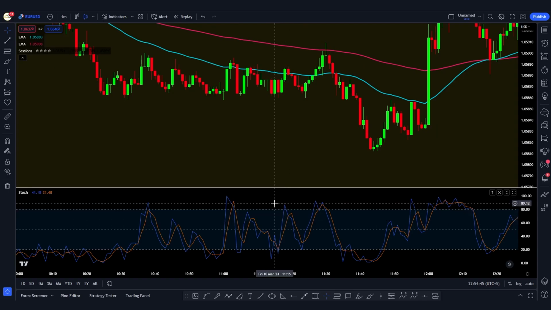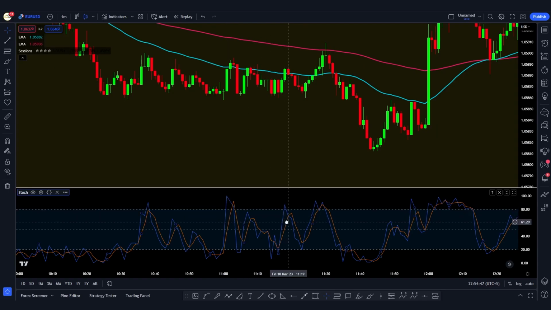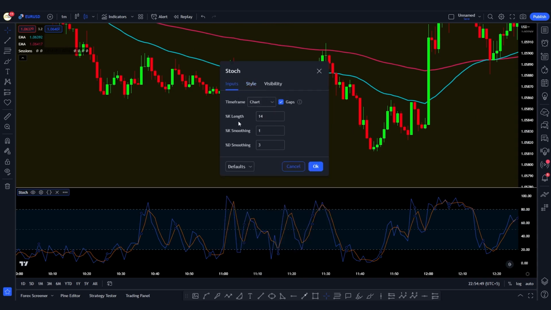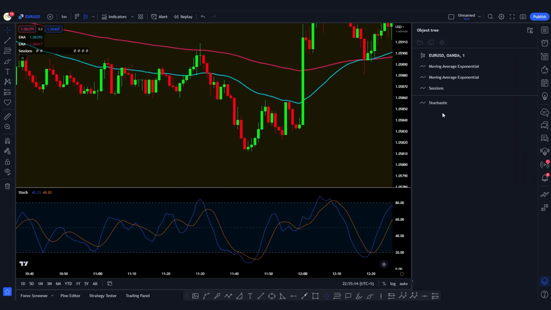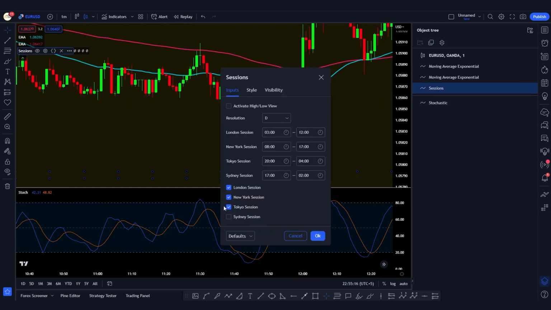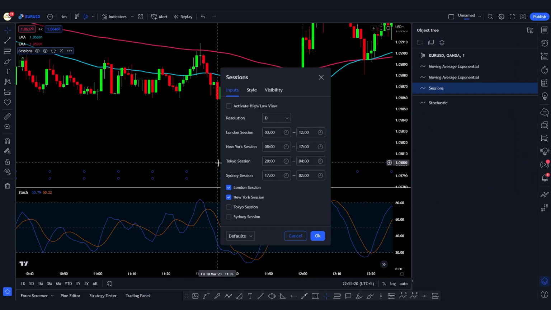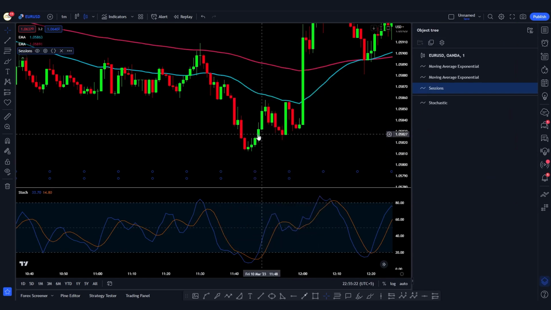Now let's go ahead and change the settings of stochastic indicator, and inside here we're going to go towards the indicator settings and we're going to change all these parameters to 6. And the last and the final change that we're going to do is in the sessions chart, and here we're going to deactivate the Tokyo sessions, because in the London and New York sessions this strategy works very well, and most of the market activity is during the New York and London session.